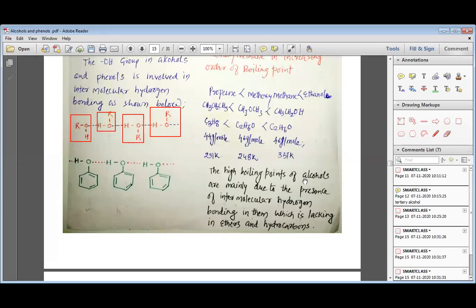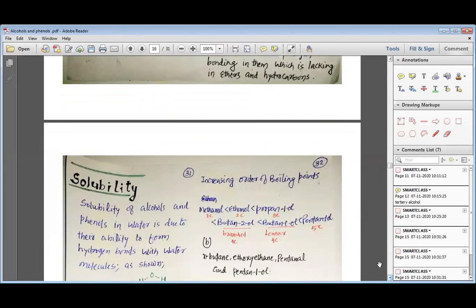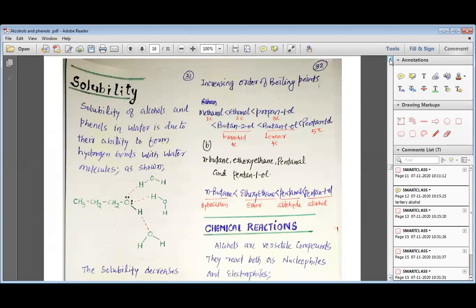The high boiling point of alcohols is mainly due to the presence of intermolecular hydrogen bonding in them, which is lacking in ethers and hydrocarbons. So ethers and hydrocarbons have lower boiling points because they do not have hydrogen bonding, whereas alcohols have hydrogen bonding and that is why they have higher boiling points.